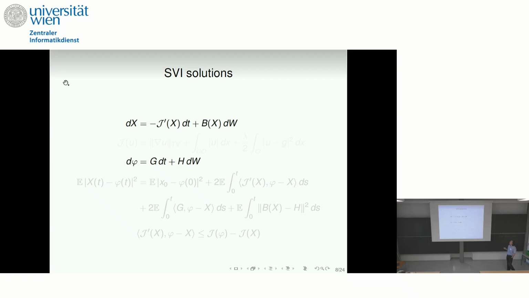So we are used to test functions, but now we use test processes. So phi will be our test process. This is a semi-martingale in L2. So G is an L2-valued progressively measurable process. The same for H, this is also L2 integrable. And we assume that phi is falling in, so there will be some additional assumption that phi remains in the domain of the functional G.